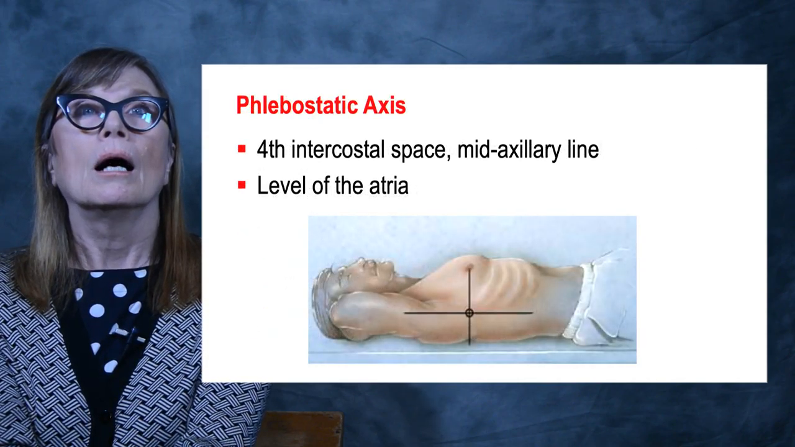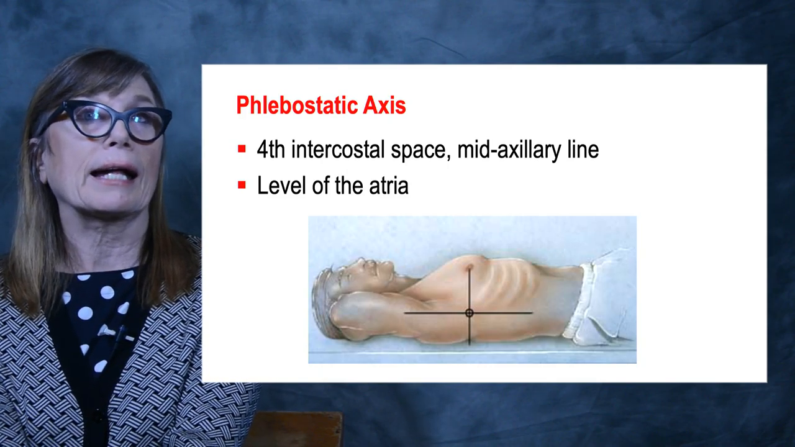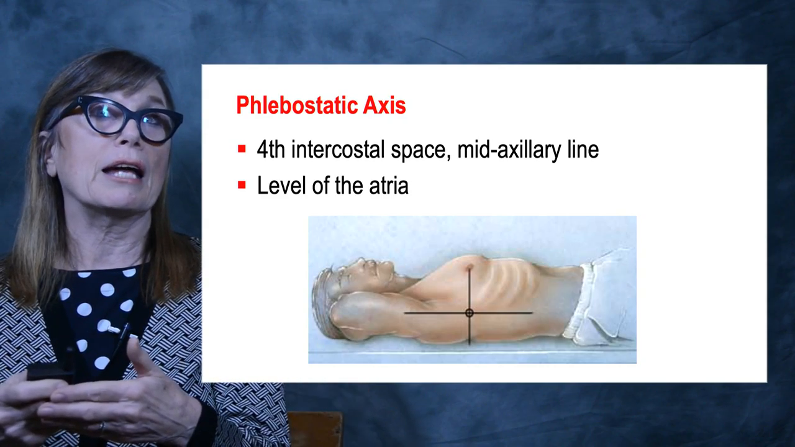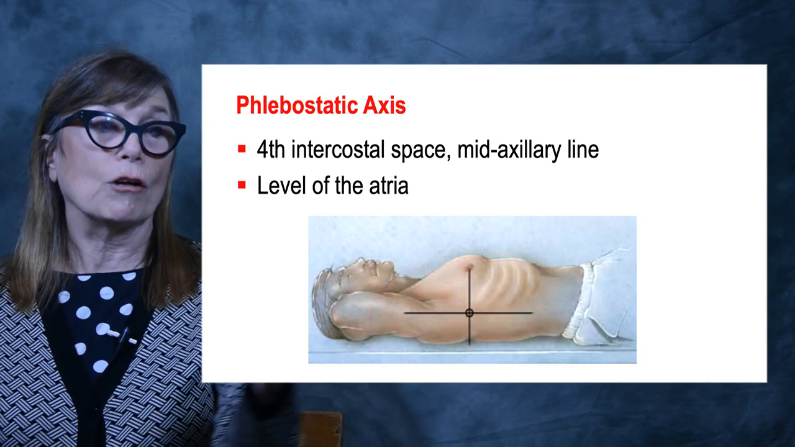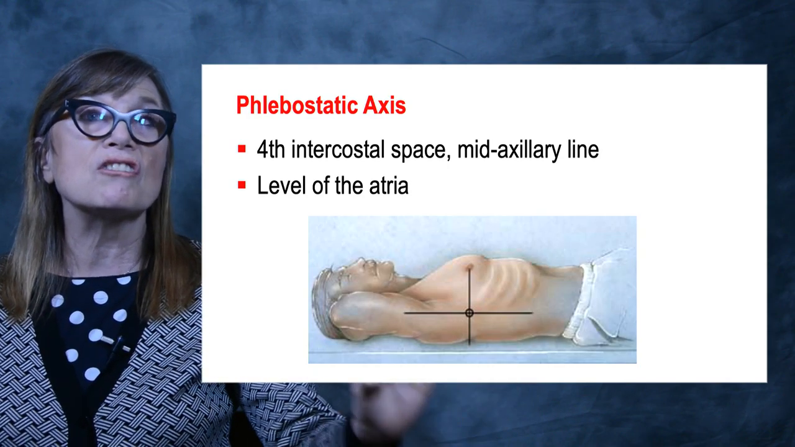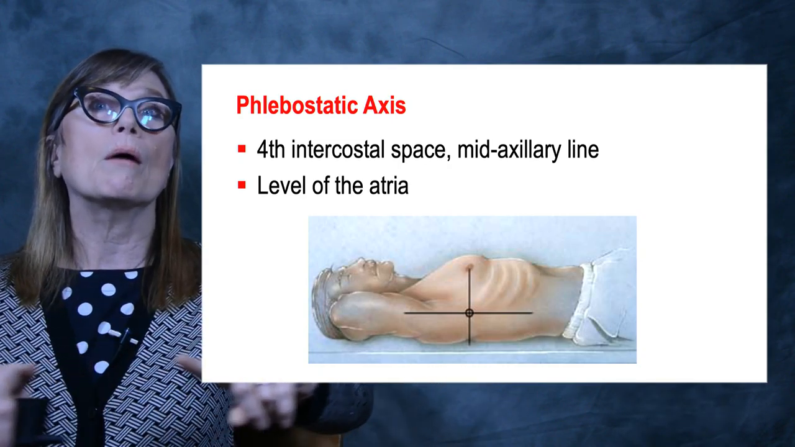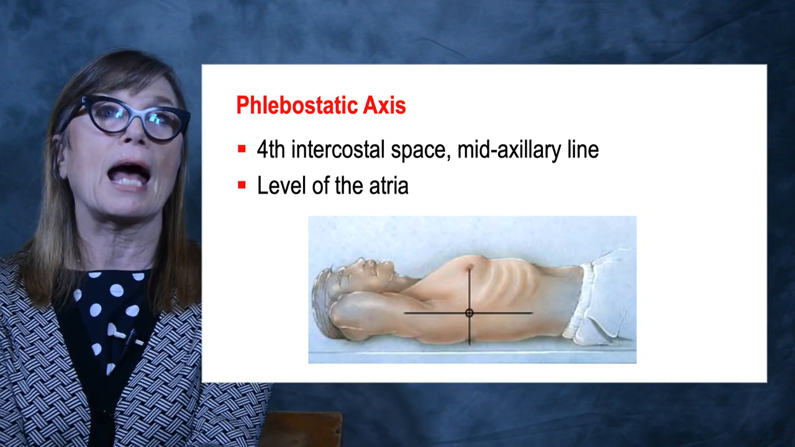Now, just a quick visual to remind us about where that phlebostatic axis is. And it's mostly a visual. Typically, we're going to use a laser light, a laser ruler, or we're going to use a carpenter's level with that little bubble in the center, placed to the skin tag or the mark that has been measured before, so that we are always leveling our transducer to the phlebostatic axis.